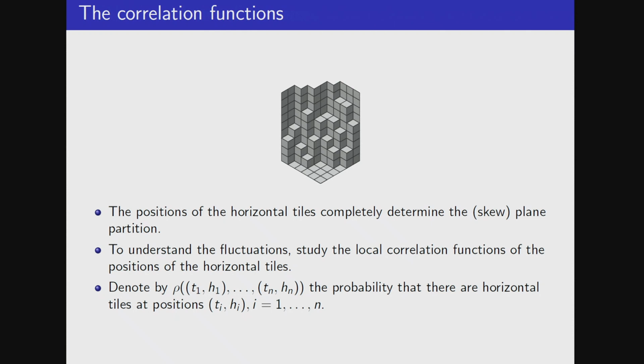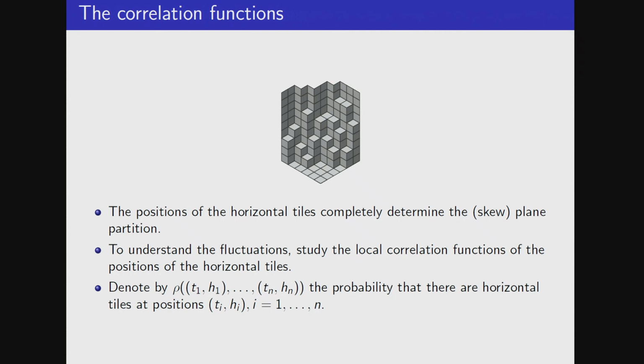If you just know the positions of the horizontal lozenges, the light colored ones, then that completely determines the whole picture. Basically, if you know where the stacks of cubes end, you know the whole configuration. To understand the fluctuations, you can look at the local correlation functions of the positions of the horizontal tiles. Those positions form a discrete two-dimensional point process.